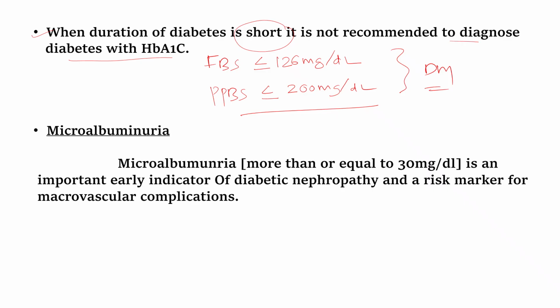One of the extra points is microalbuminuria. Why do we check microalbuminuria in diabetic patients? Microalbuminuria, which is more than or equal to 30 milligram per deciliter, is an important early indicator of diabetic nephropathy and a risk marker for macrovascular complications.